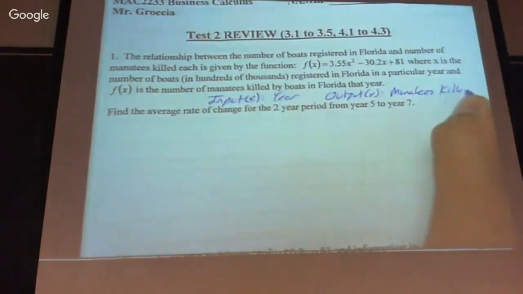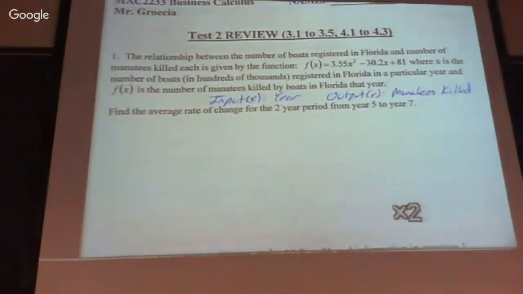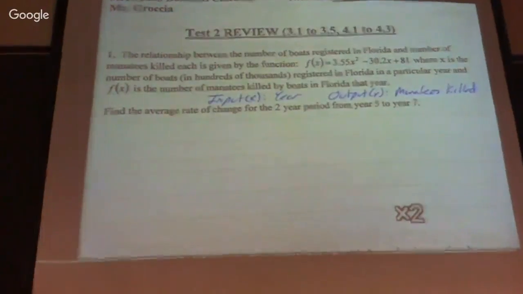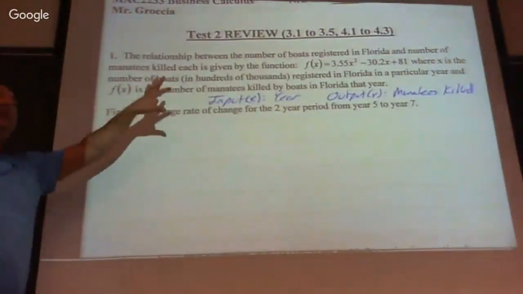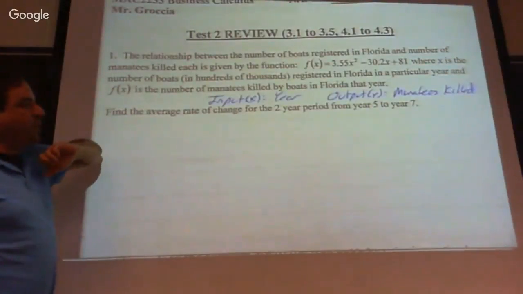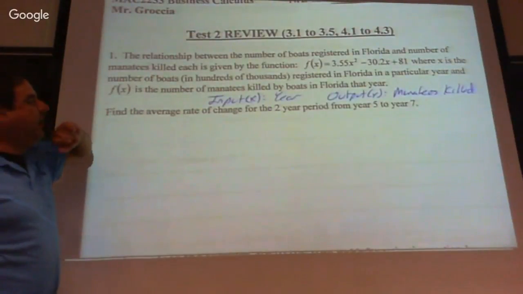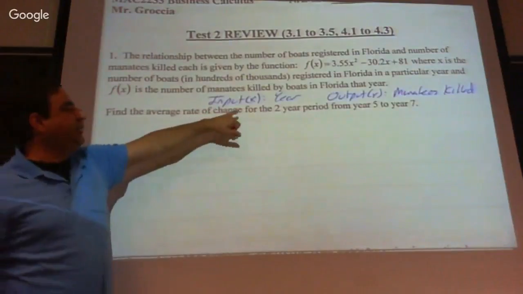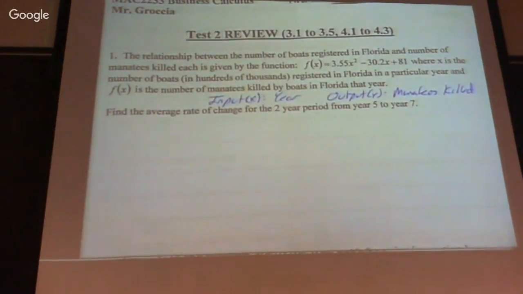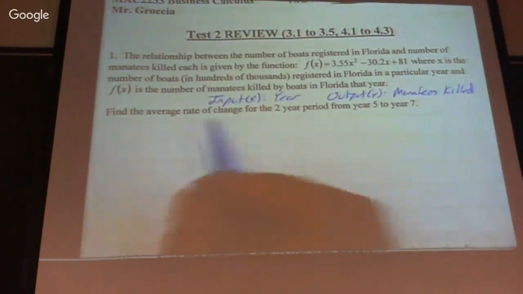That's not technically what the problem says. It talks about how many power boats registered and how many manatees killed, but I want to use a real life example that matches what we've been doing, so I changed it up a little bit. I apologize if you got confused by the power boat thing, but let's just say input is year, output is manatees killed. This still works number-wise. But again, this is way back in chapter 3, so you may have forgotten how to do that. This is average rate of change.